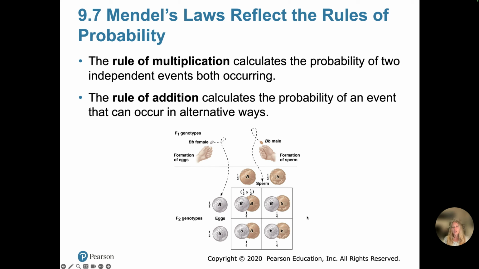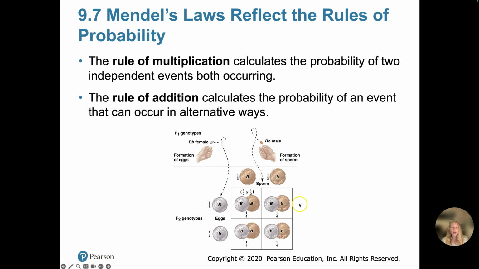That brings us to the rule of addition. The rule of addition calculates the probability of an event that can occur in alternative ways. In this Punnett square, the events that can occur in alternative ways are these 2 heterozygotes. Both of them are a heterozygote with capital B, lowercase b, but they can occur in 2 different ways. This one occurred with the capital B from the mom and the lowercase b from the dad. This one occurred with the lowercase b from the mom and the capital B from the dad.